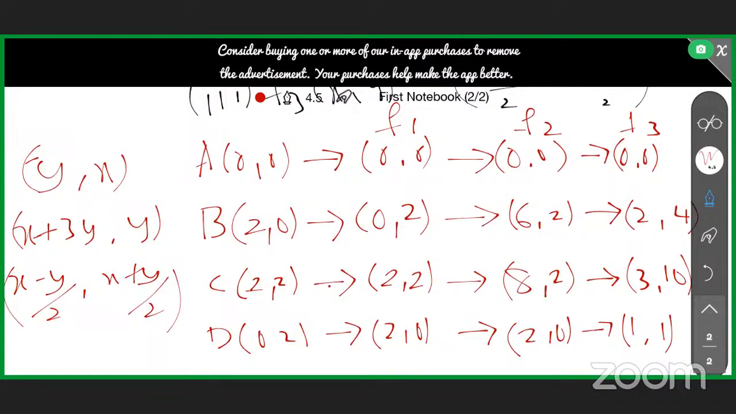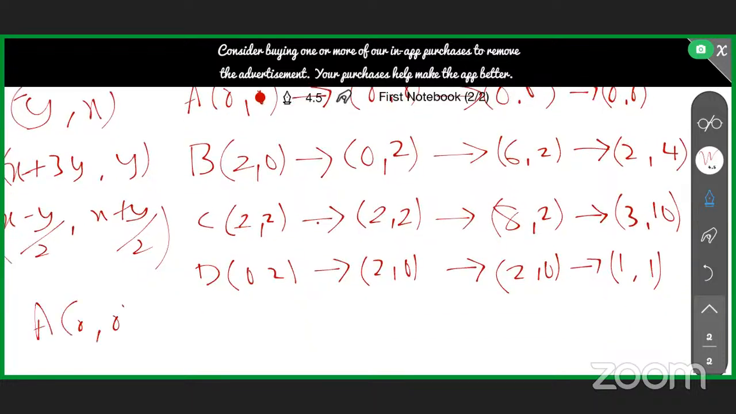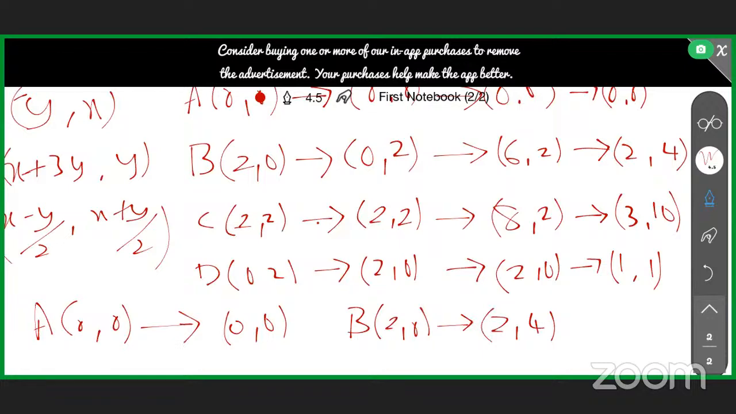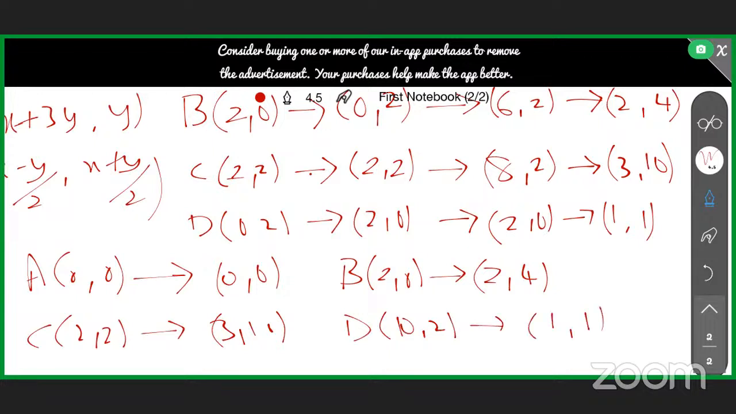So my A (0, 0) is getting transformed into (0, 0). My B (2, 0) is getting transformed into (2, 4). My C (2, 2) is getting transformed into (3, 10). My D (0, 2) is getting transformed into (1, 1).